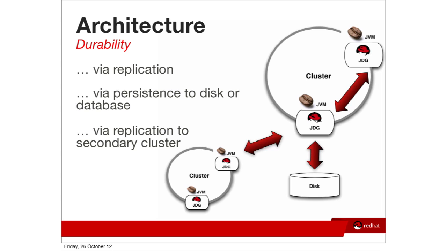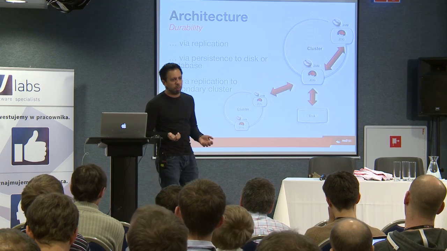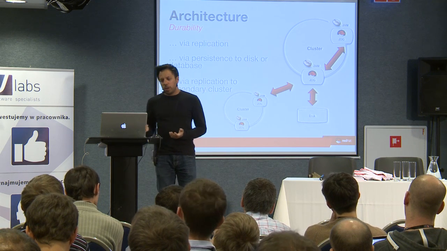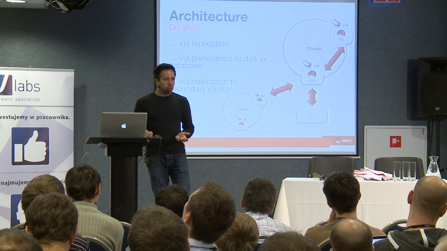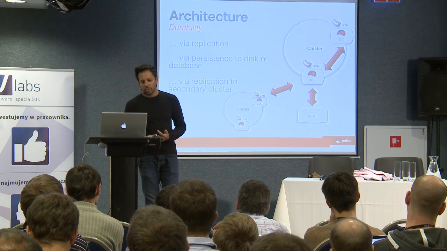Durability, that's the next important part of the architecture. A data grid that just stores things in memory is kind of useless, right? It's just a cache then, either a single node cache or a distributed cache. But to become a data grid, I think you actually have to be durable as well. You've got to be able to survive restarts. You've got to be able to survive server failure, things like that.